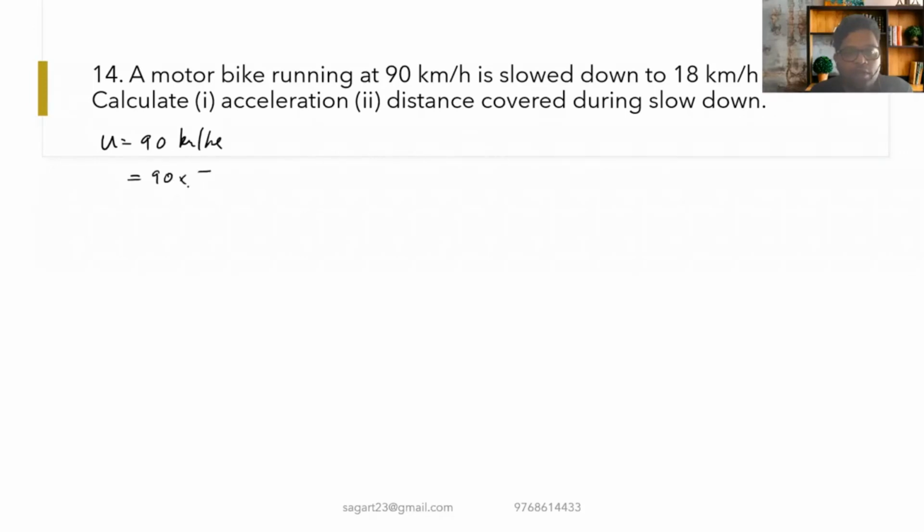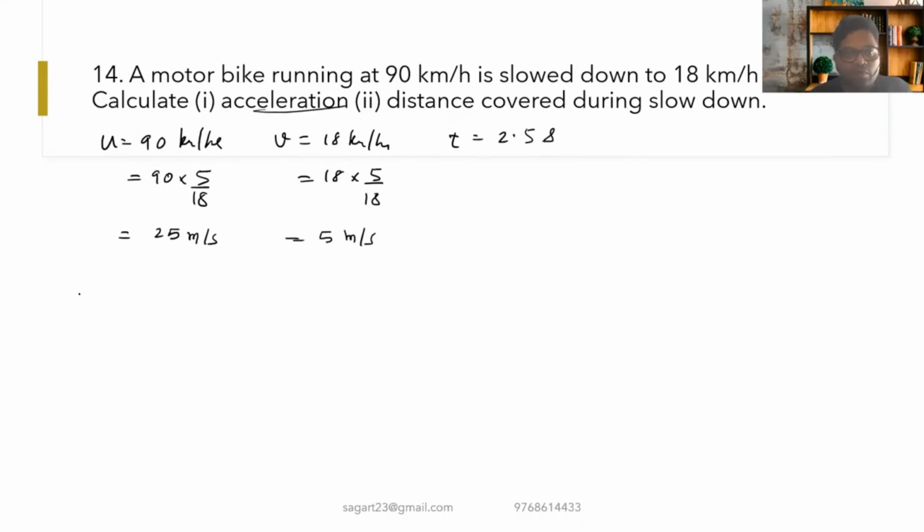A car is running at 90 kilometer per hour, so u is 90 kilometer per hour. That is 90 into 5 by 18, that is 25 meter per second. v is 18 kilometer per hour, 18 into 5 by 18 is 5 meter per second. Time is 2.5 seconds. So we need acceleration.